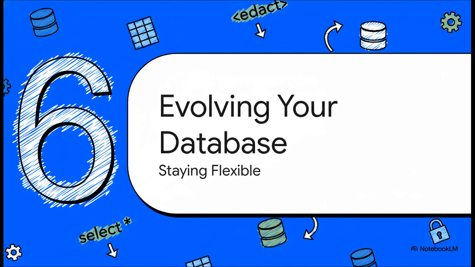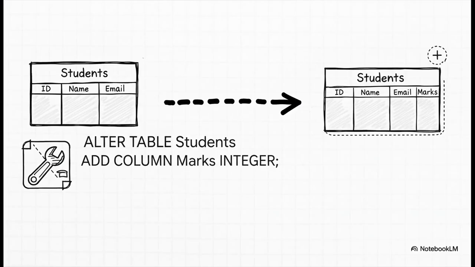You know, our needs are always changing. So what happens when you realize you forgot to track a really important piece of information when you first designed your table? Do you have to delete everything and start over? No way! SQL is designed to be flexible. We can use the alter table command to modify an existing table structure on the fly. So here, we're adding a brand new column called marks to our students table, and we're not going to lose a single piece of the data we already have.